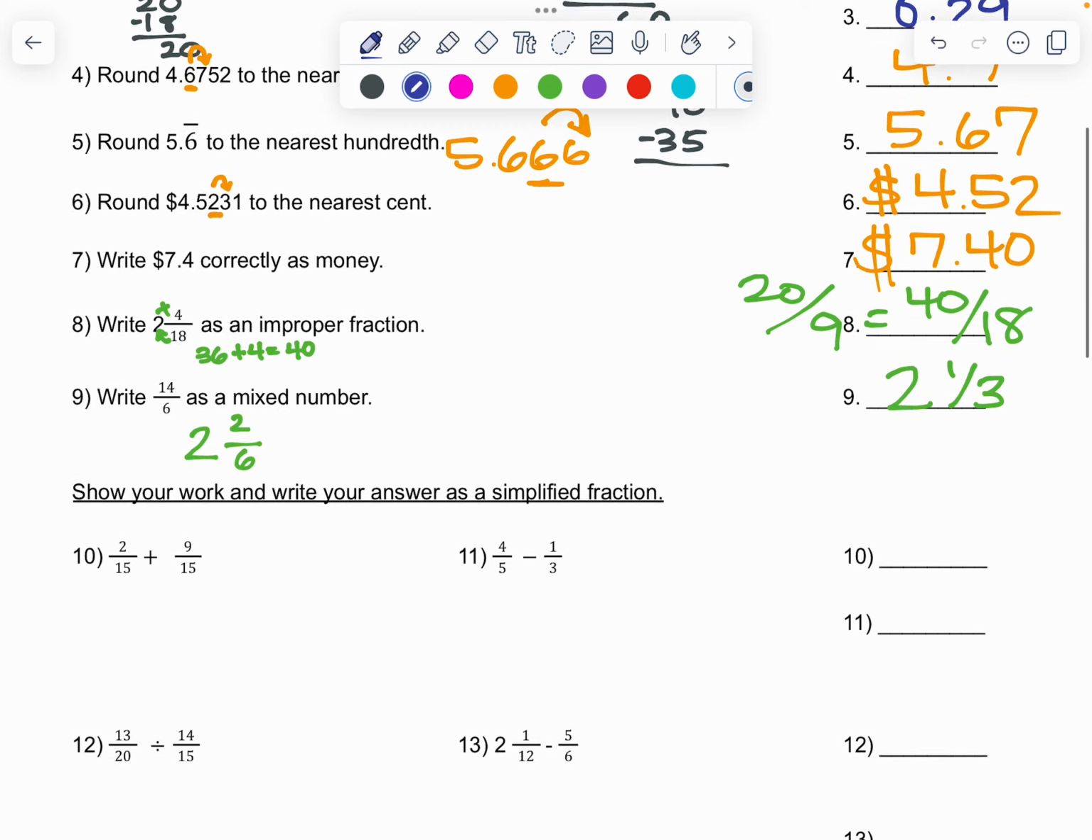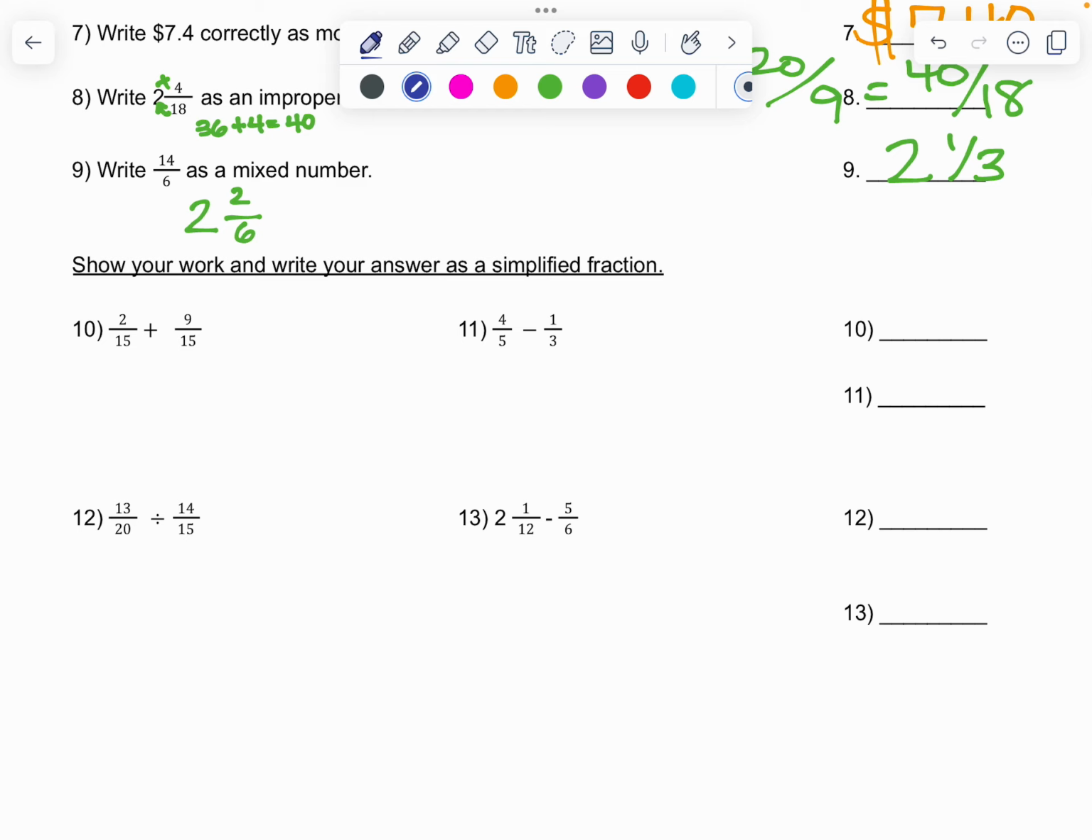All right, is that coming back to you? Okay, now we're going to go to fractions. Oh, look at this, in simplest. Simplest, that's a big deal. Simplest fraction, okay?